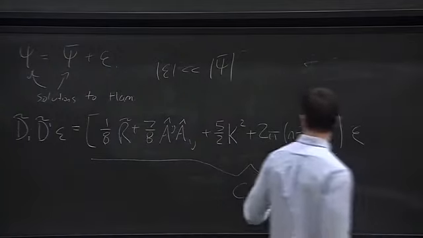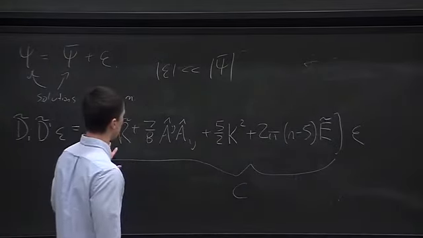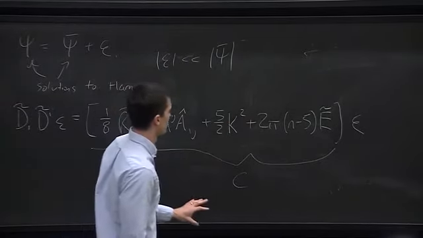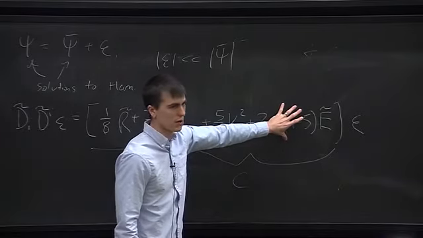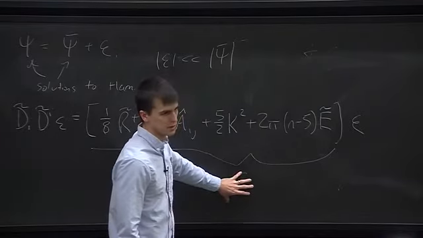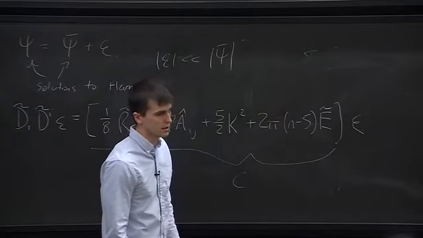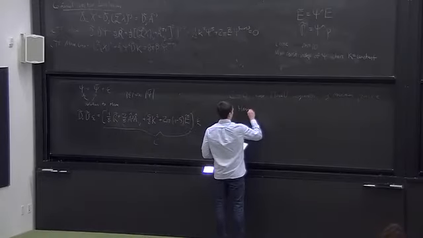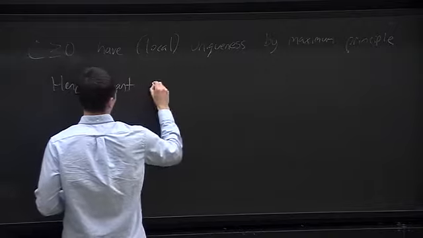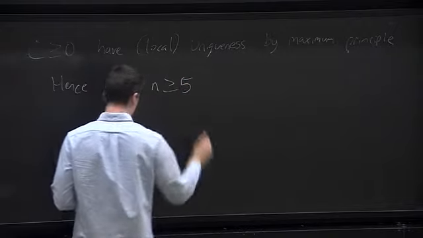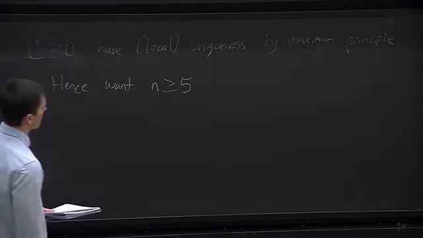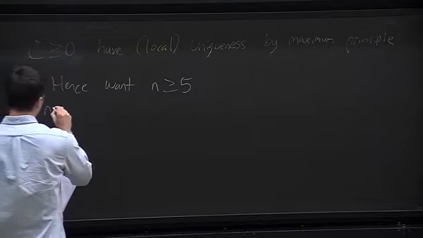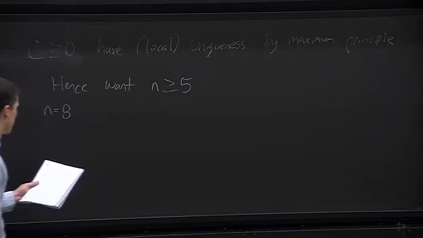Some of these terms are sure to be positive definite. But basically, if we don't want our energy to spoil this constant being positive, we better take n to be at least 5. It turns out a popular choice is actually to choose n equals 8, and I'll show you why that is.